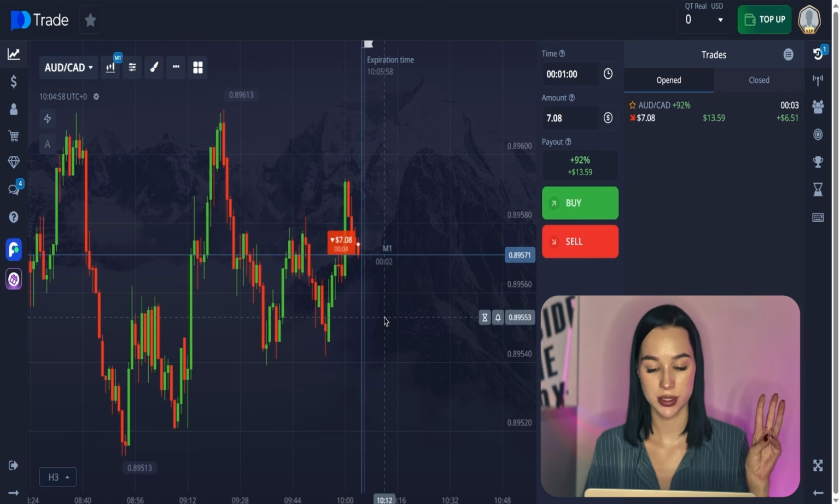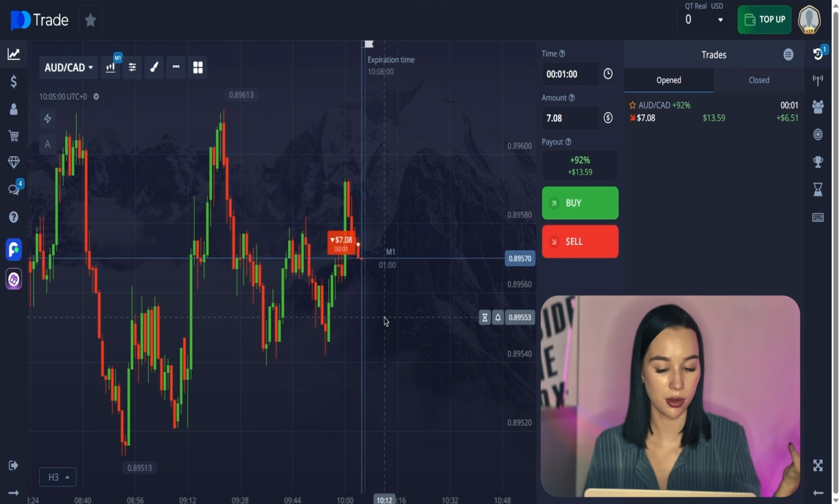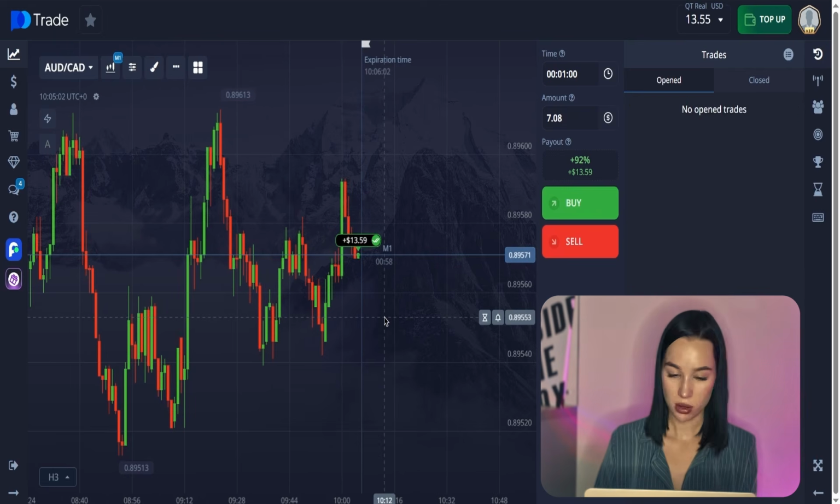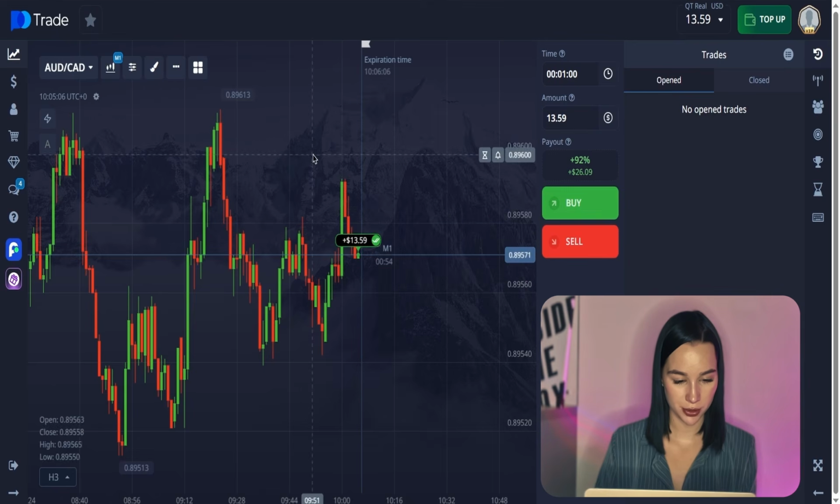By the way, it's just a few seconds. 3, 2, 1. We pretty confidently close the trade. Wow, it's surprisingly good. We change our amount of money and go to another currency pair. Australian dollar and Japanese yen. Let's find it.